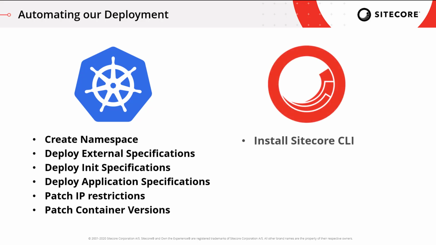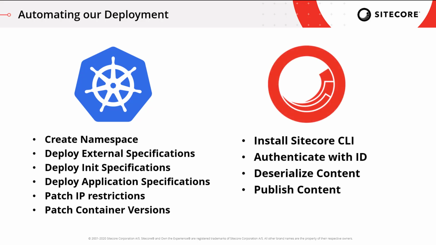Next, we need to deploy our content. So we have a series of steps for that. We start by installing the Sitecore CLI. We then authenticate our build agent with our identity server instance. After that, we deserialize all of our content from disk into the Sitecore database, and then we issue a publish. And once that's complete, the site is ready to go. So let's take a look at this in action.